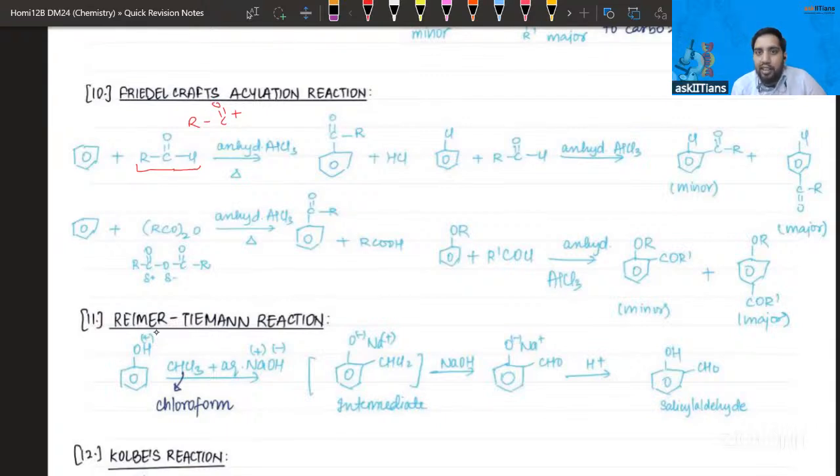Benzene with a carbonyl compound. And if we take chlorobenzene, we are going to have two products, one ortho product and one para product. Ortho is again minor and para is the major one. In place of acyl chloride, we can also take an anhydride. Anhydride is also going to produce acyl as the carbocation. The important part in these reactions is that we should know what the electrophile is.